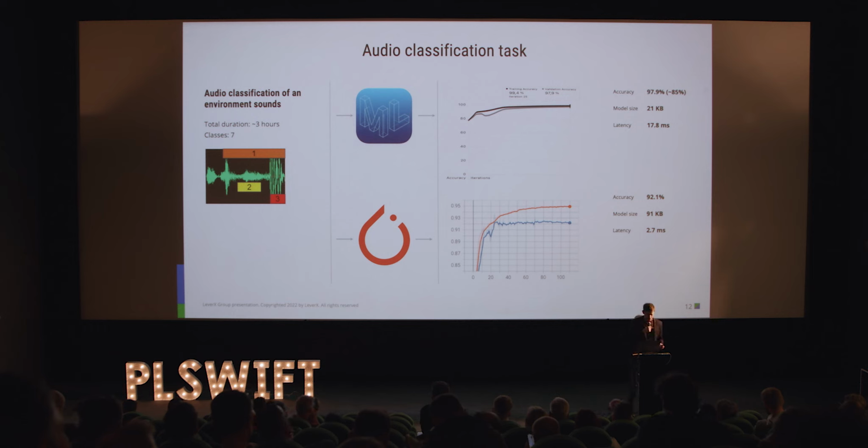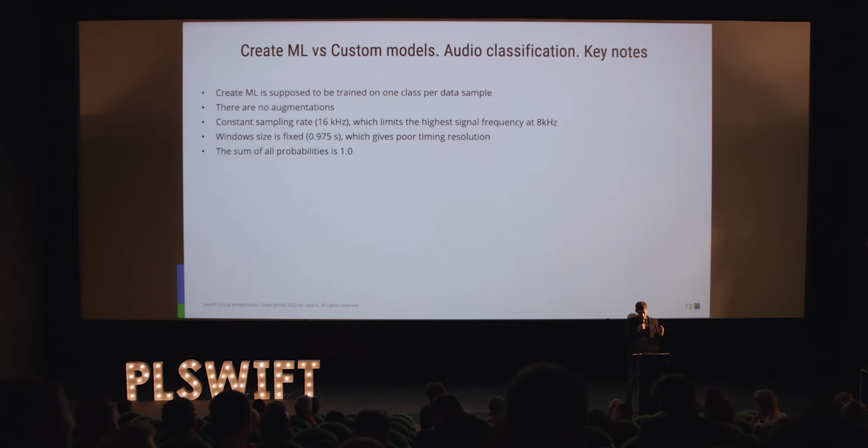So what we did, we used PyTorch, we trained the model, converted it to Core ML and ran it on iOS. The model gave 92% accuracy, but then again we tested the CreateML model as it should be tested and got 85. So yes, we won with the custom model. The model size was a little bit bigger, but it was faster. And it gave us the audio classification keynotes.